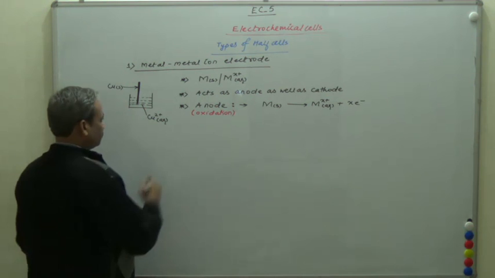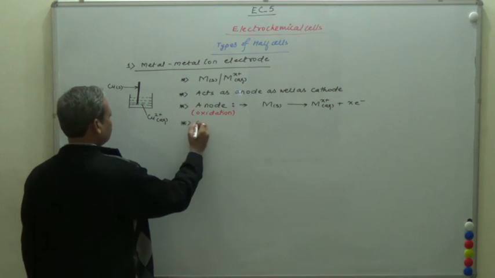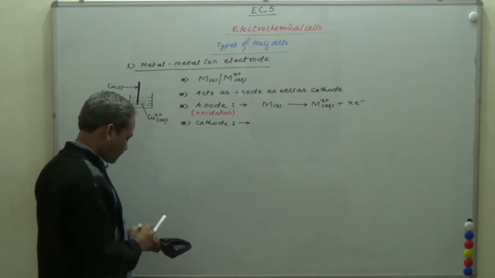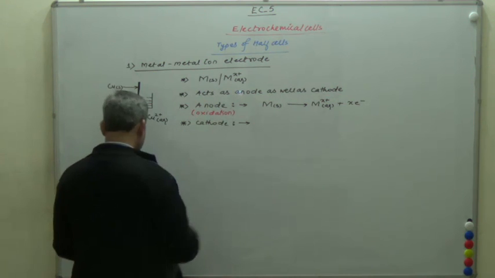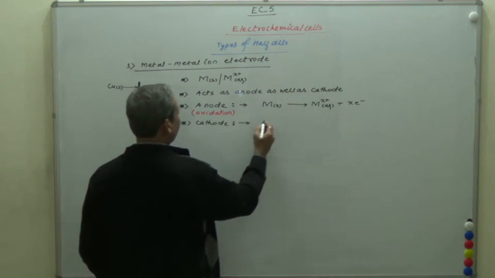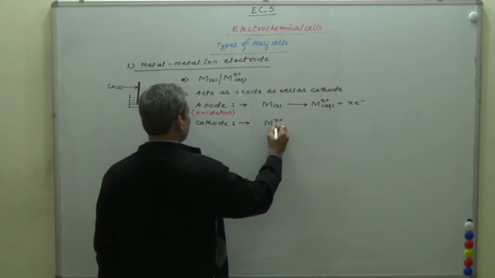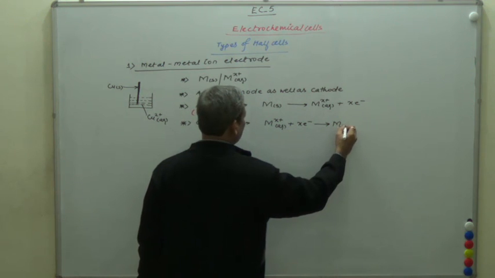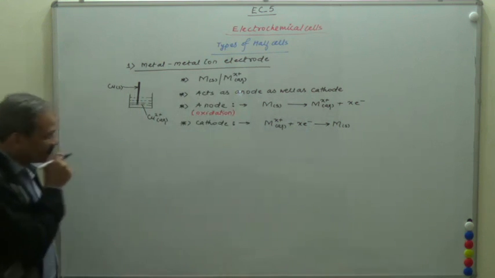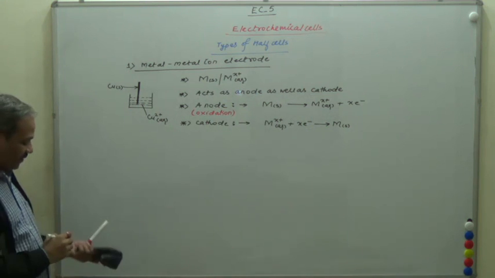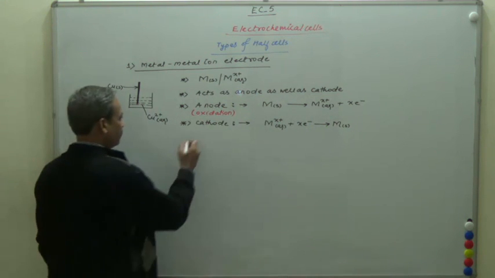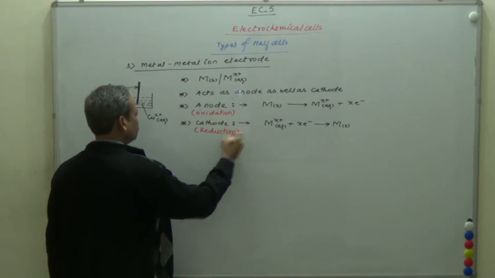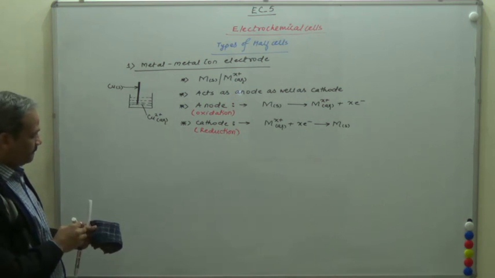If it acts as cathode, then process of reduction will take place, and it is the metal ion that will get reduced to metal. So M^x+ in aqueous form plus x mole of electron to form M in solid form. And remember that process of reduction occur on cathode.